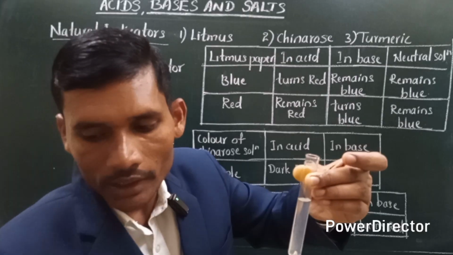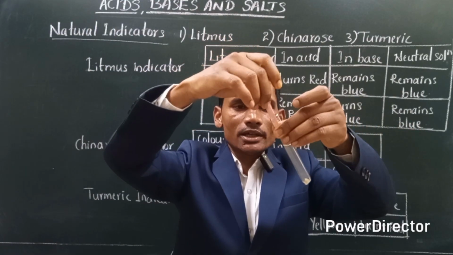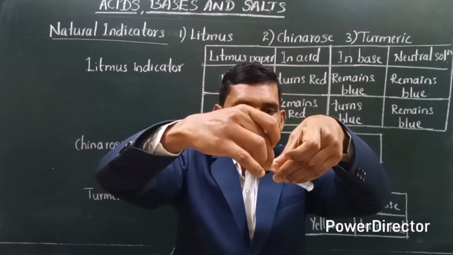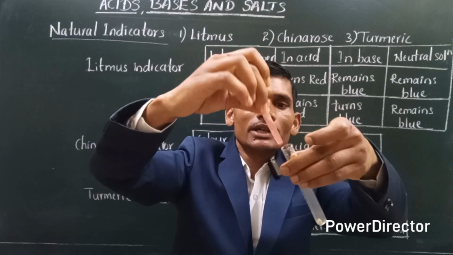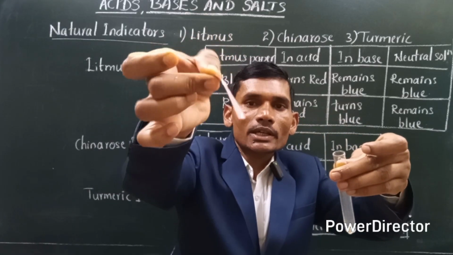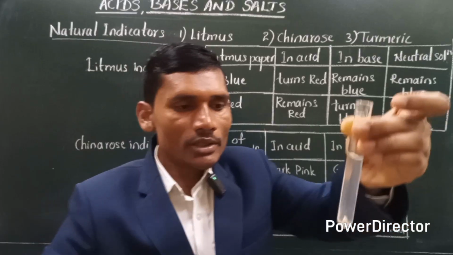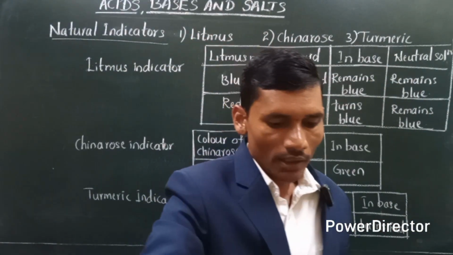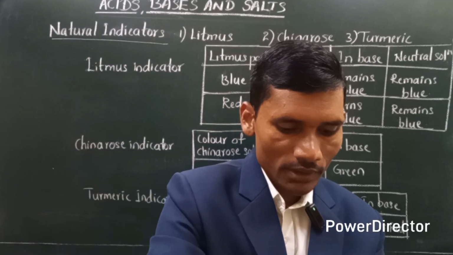Next, coming to here, red litmus will check in acid, what happens, whether it changes the color or not. See, red litmus I am dipping here in that lemon juice. It is not changing the color, right? It is remaining red. See, this is what? Acid. Lemon juice is an acid. Okay, now let us go ahead with second one.